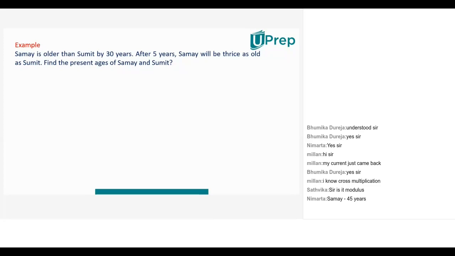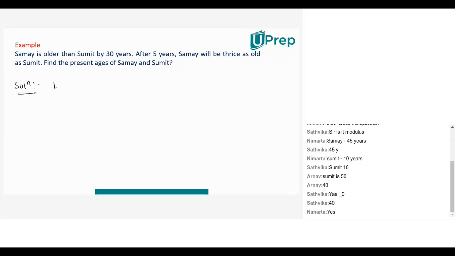It's a simple question. I'm sure you guys can easily solve this. So I want the answers. You can easily represent it because we have already learned how to represent daily life problems in terms of linear equations in two variables. Represent this in linear equations in two variables and tell me the present ages of Samay and Samit. What is the age of Samay?